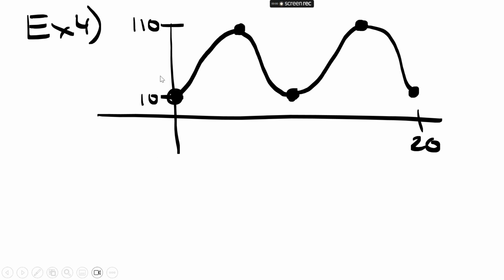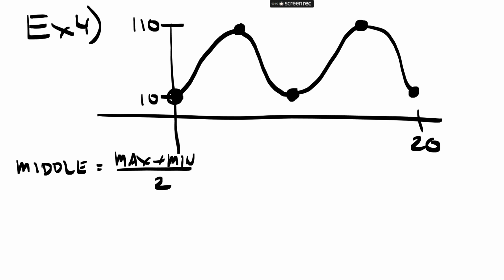All right, so now the question is, I see the bottom, I see the top, but I need to figure out what the middle is. So yes, of course, there's a little equation for it. How do you find the middle? All you do is take the maximum value you have, add it to the minimum value, and divide by 2. That should give you the exact middle of 110 and 10.